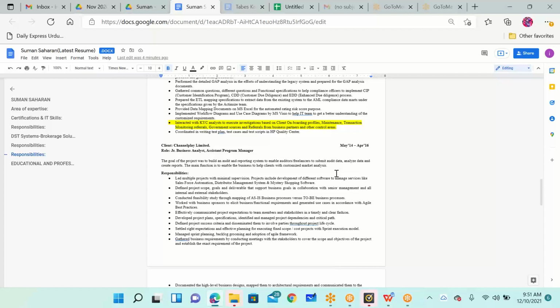AML compliance reports. I'm not able to. CTR filing, currency transaction reporting, CTR, SAR filings, yes. Yeah, SAR, CTR filing. Yeah.